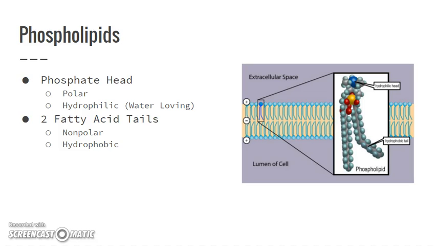Now, let's talk specifically about each part. So the phospholipid, if you remember, is made of a phosphate head, which is polar, and it is hydrophilic, meaning it is water-loving. So water can cross this phospholipid bilayer, but it doesn't cross it very easily, because then it gets to the fatty acid tails. And the fatty acid tails are hydrophobic, meaning they don't like water. So it becomes very difficult for water to cross, even though it can cross.